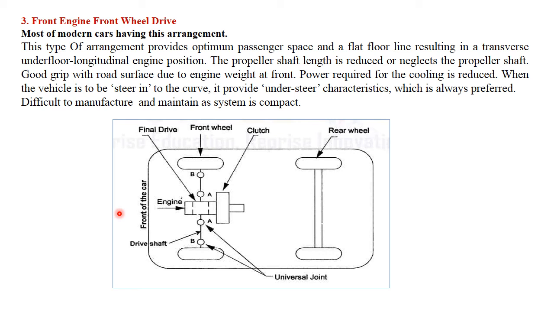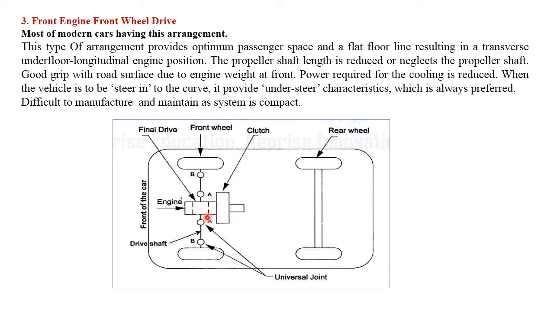Skidding or slipping of the vehicle is reduced. Natural air cooling is possible as the engine is located at the front, due to motion of the vehicle. Tractive effort, which is most needed on steep gradients or during acceleration, is reduced. Disadvantages: it is difficult to manufacture and maintain as the system is compact.